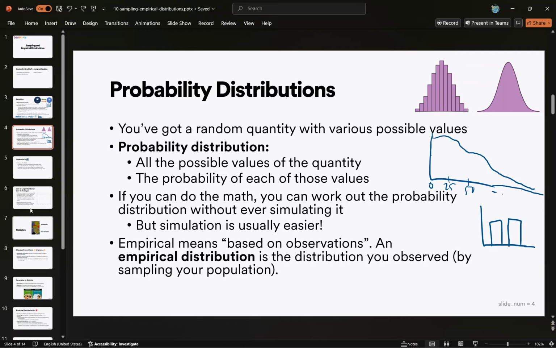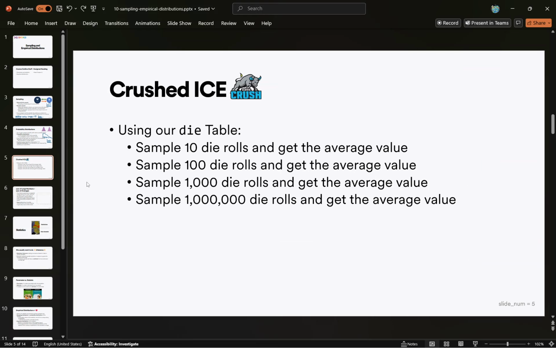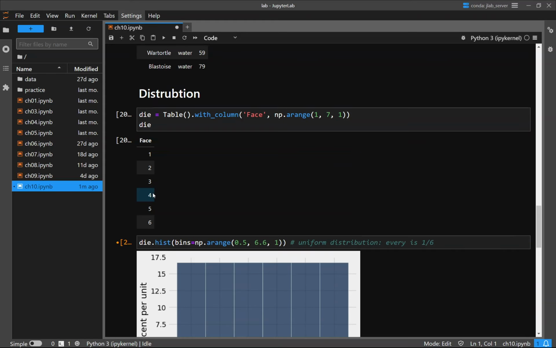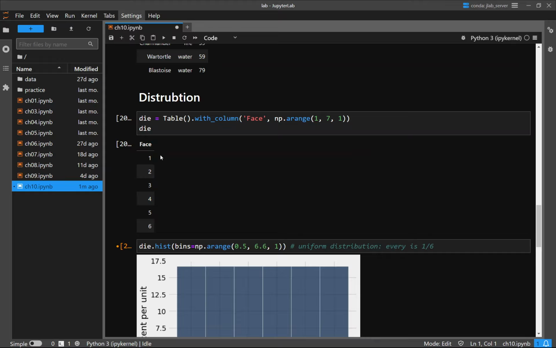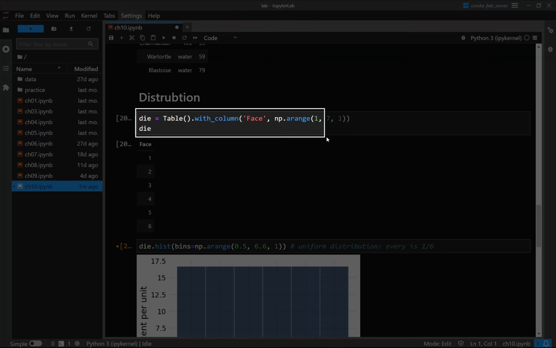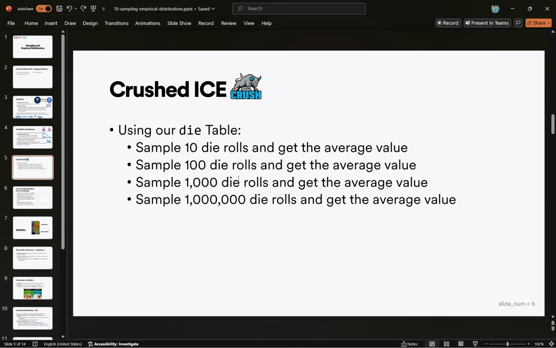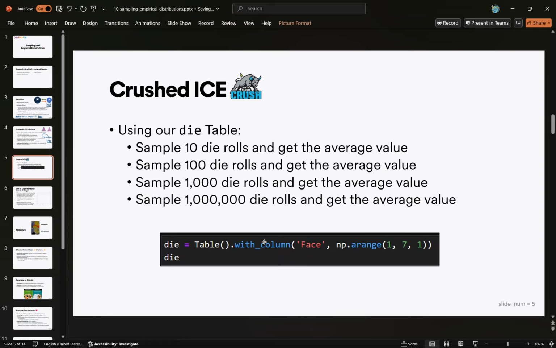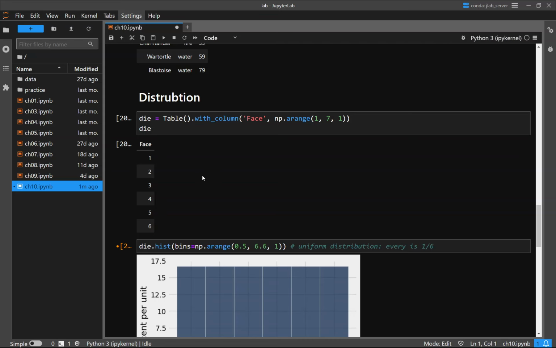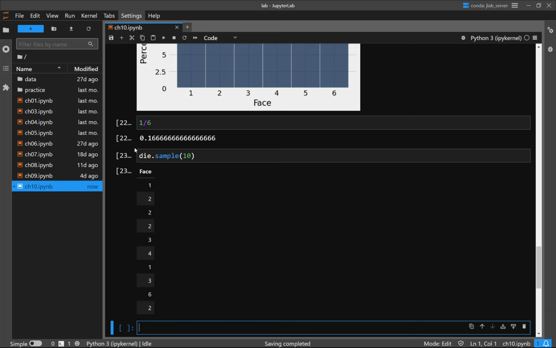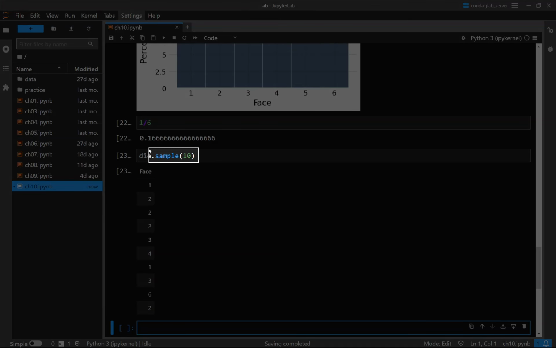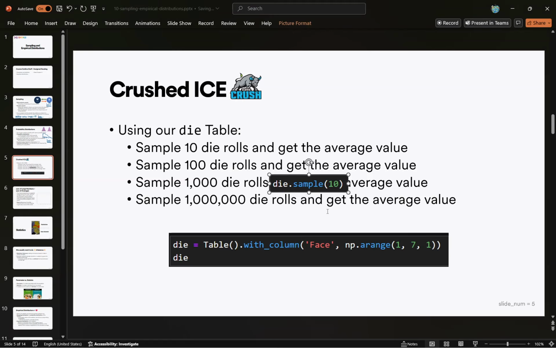Let's see. I do have a question for you to try. I want you to try, and then I'll show you how to think about it. So I've made this die table from scratch. I didn't import anything. So please try to make this table. And here's my question for you. Using this table, sample from it a few times with the dot sample. Let me show you that. You can take 10 things. There's how you take 10 things. That should be all you need for now.